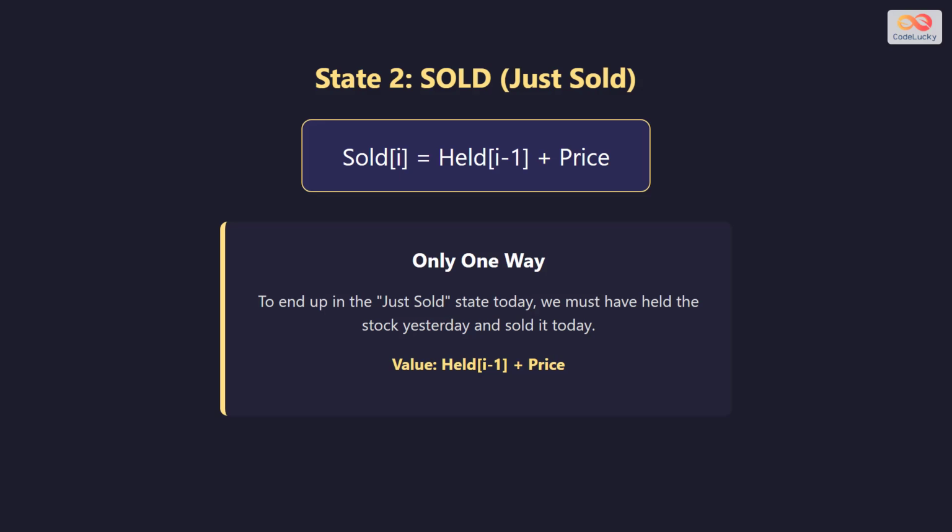The sold state is the strictest. The only way to arrive here is if we were holding a stock yesterday and sold it today. The value is simply the value of holding yesterday plus today's price.